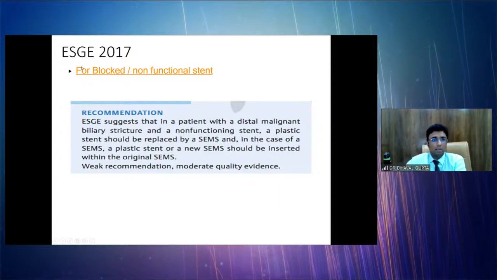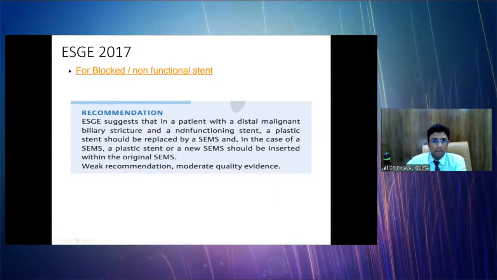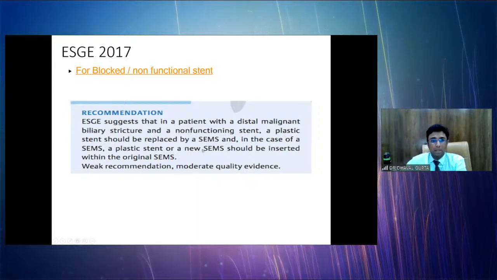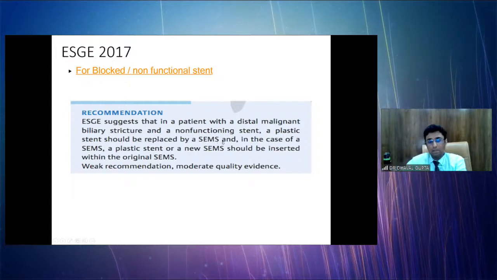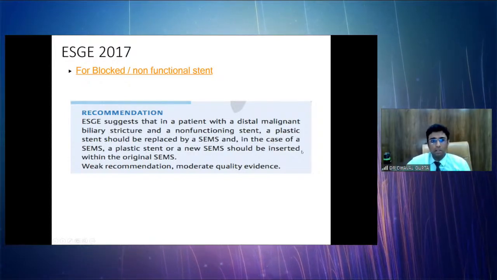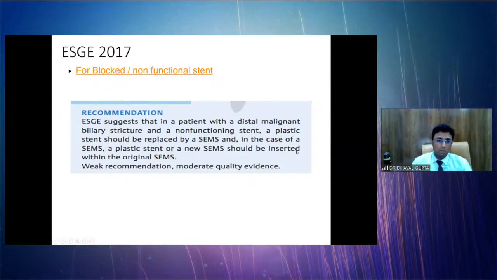Now, what are the guidelines for the blocked or non-functional stent? ESGE suggests that in a patient with a distal malignant biliary stricture and a non-functional stent, a plastic stent should be replaced by a SEMS. And in case of a SEMS, a plastic stent or a new SEMS should be inserted within the original SEMS. However, it was a weak recommendation.